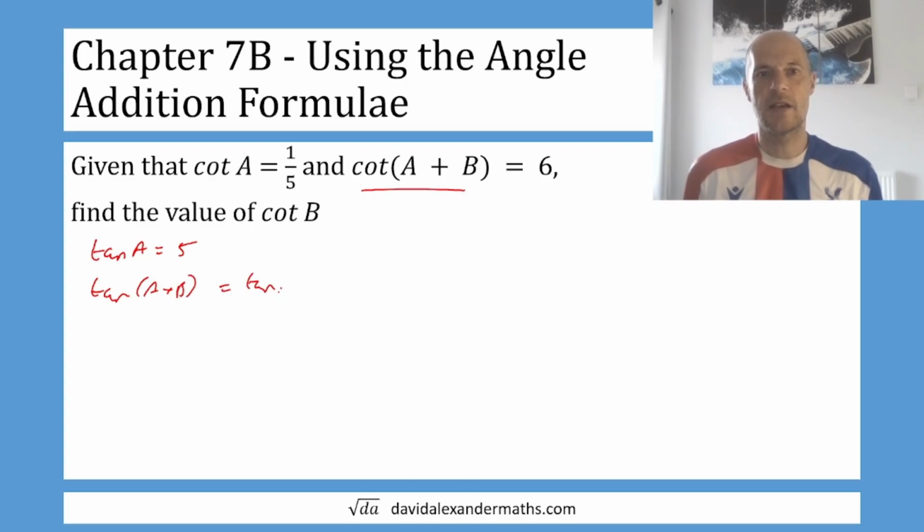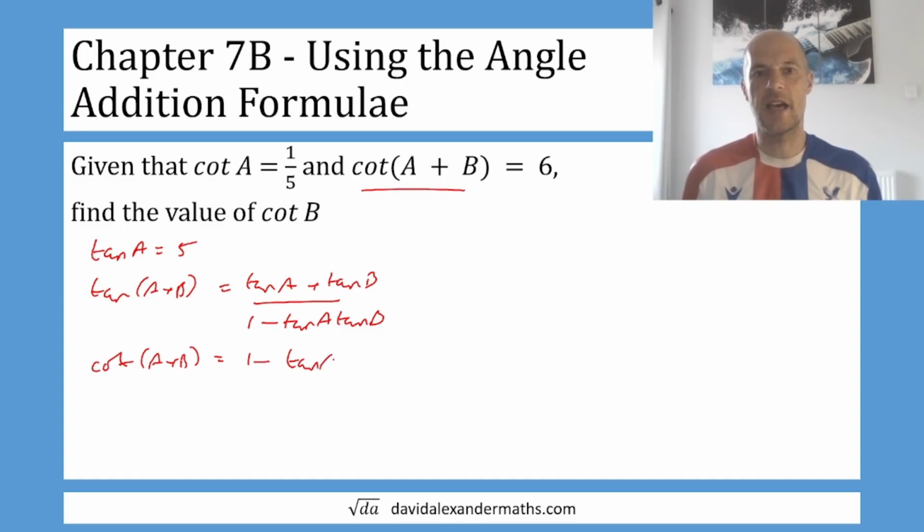is tan A plus tan B over 1 minus tan A tan B. So therefore the cot of A plus B is all of this flipped, so 1 minus tan A tan B over tan A plus tan B. Now we've already worked out that tan A is 5, so that's going to be 1 minus 5 tan B over 5 plus tan B.